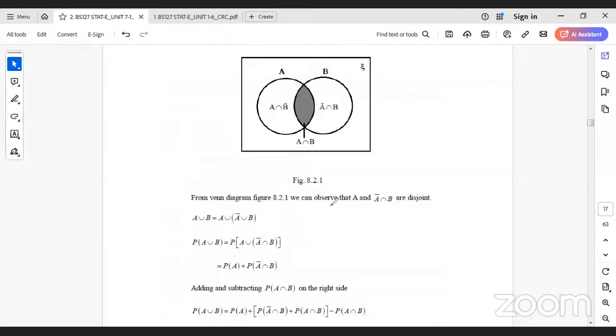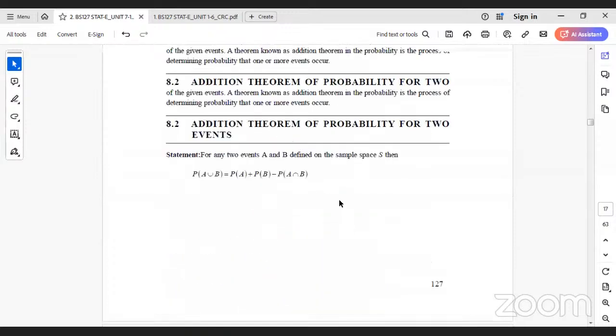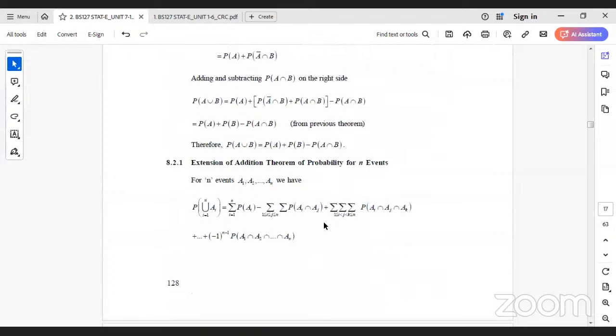Therefore, after adding and subtracting P of A intersection B on the right side, P of A union B is P of A plus P of A bar intersection B plus P of A intersection B minus P of A intersection B. The previous theorem: P of A union B is equal to P of A plus P of B minus P of A intersection B. This is called the addition theorem of probability for two events. Clear? You have to study the extension of the addition theorem of probability to n events.